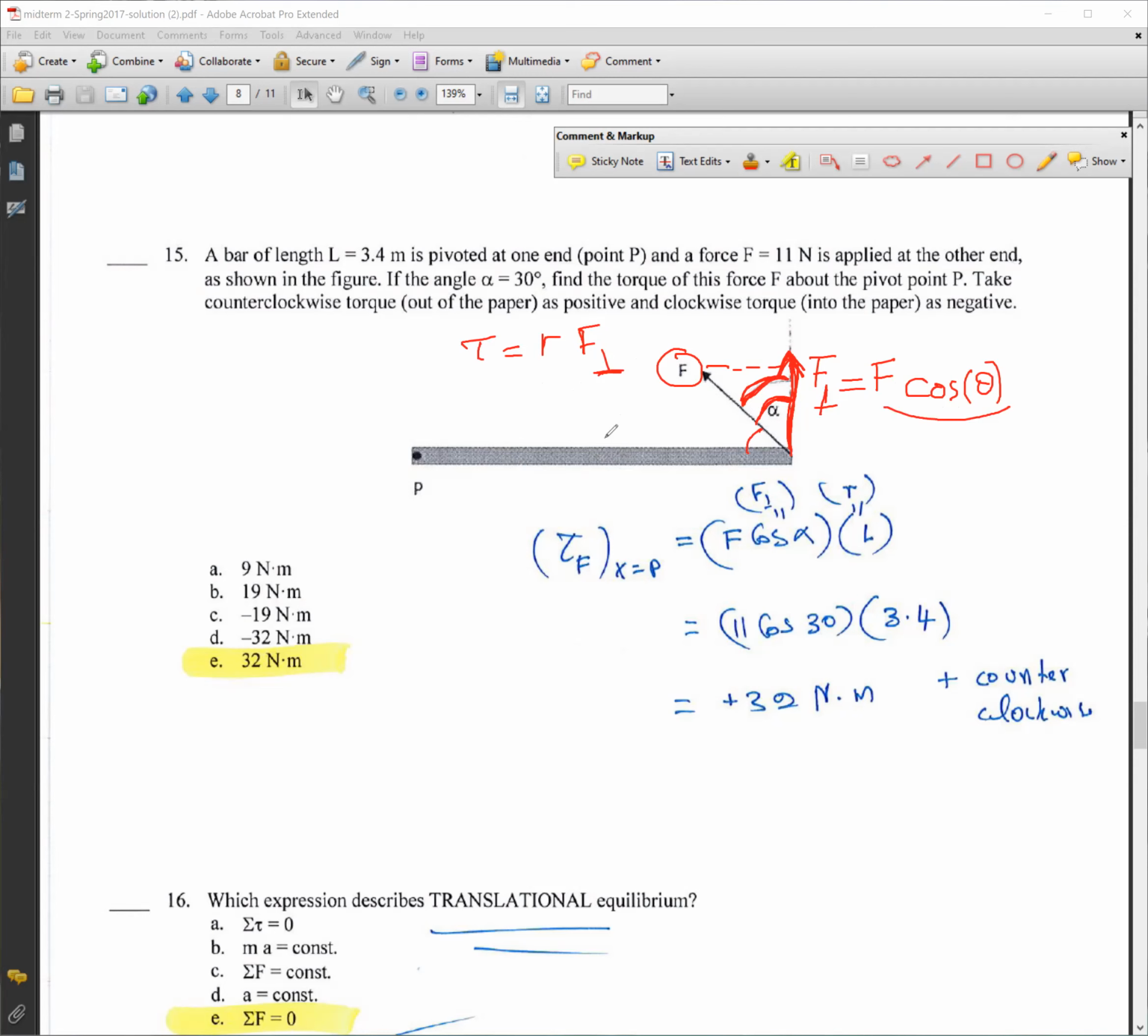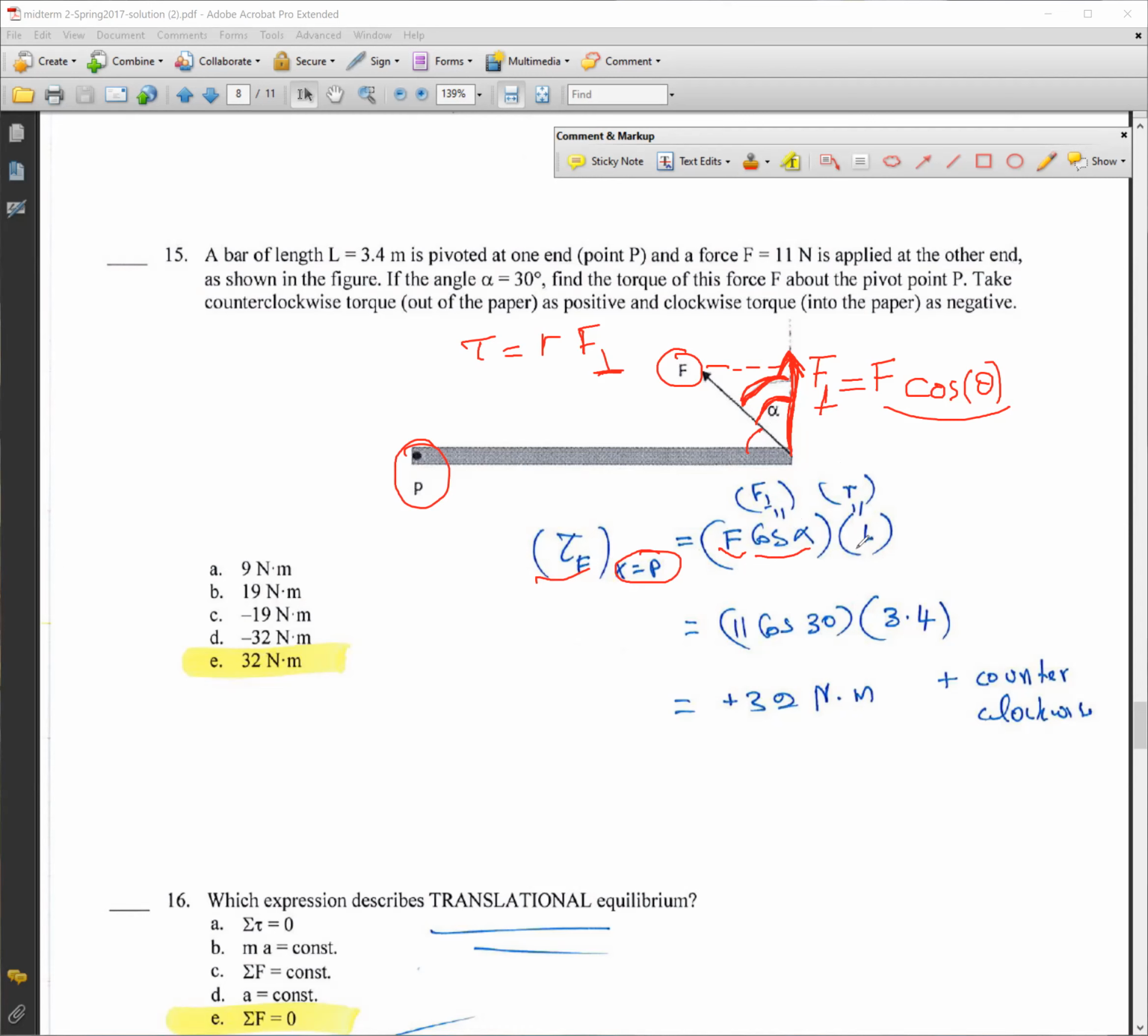So here, when you calculate the torque, you need to be careful if the angle is provided with the vertical. It's not going to be the sine anymore, it's going to be the cosine. So the torque of this force relative to pivot point P is equal to F cosine alpha multiplied by the length.